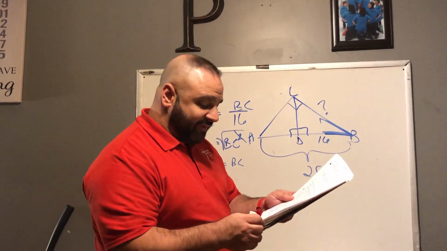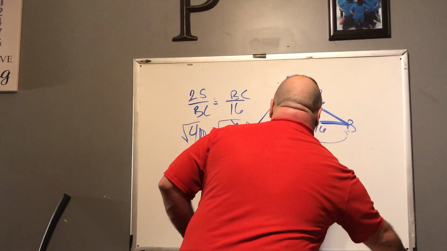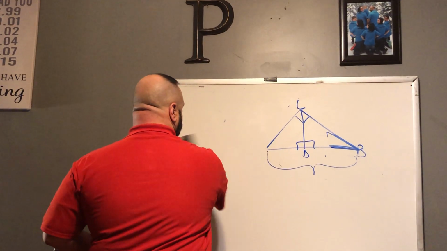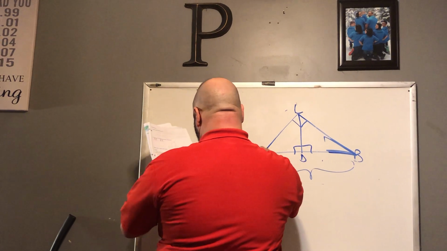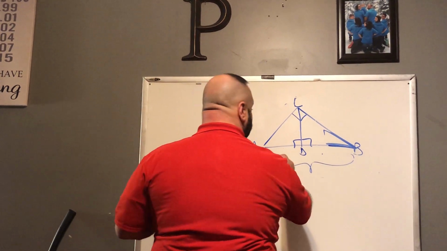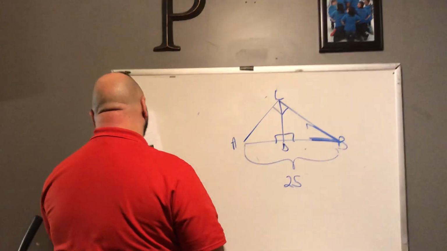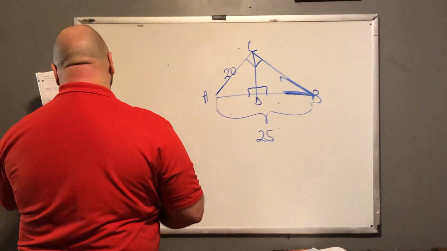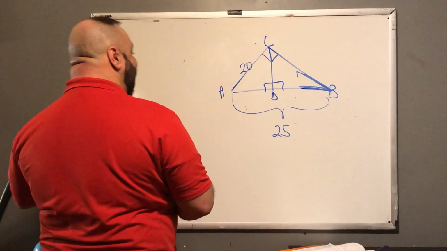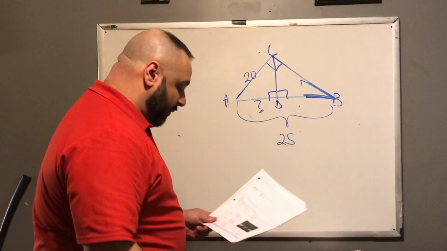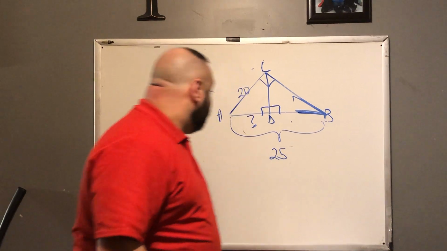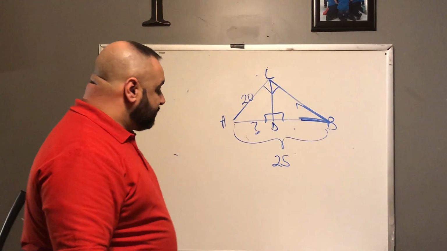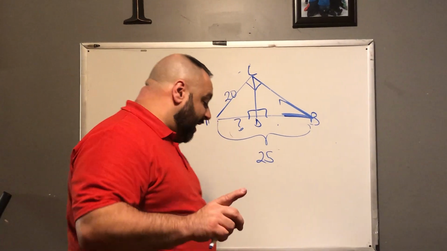Okay, let's finish with number 7 here. All right, we'll finish with number 7. Okay, so let's erase this. All right, number 7 we have AB is 25. AC is 20. We want to find AD. All right, we want to find AD. Okay, what's our geometric mean? The geometric mean. Very good. It's the length of the leg.